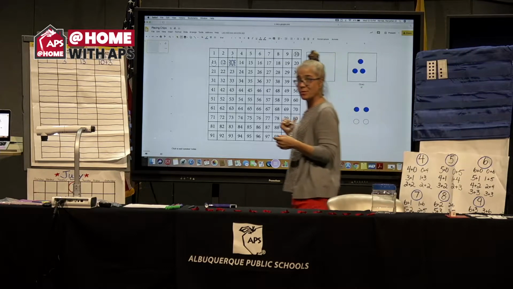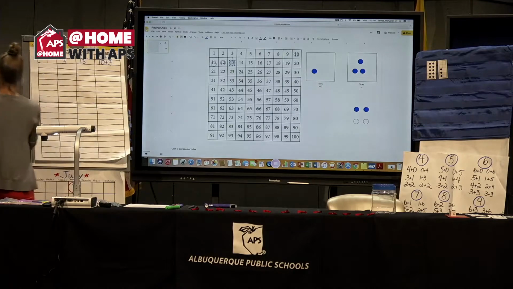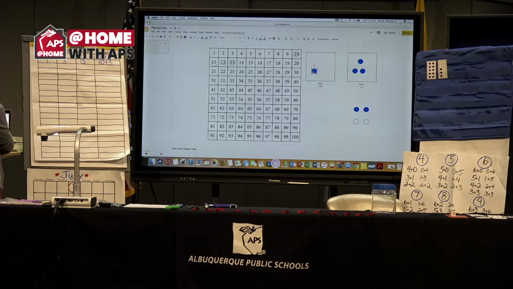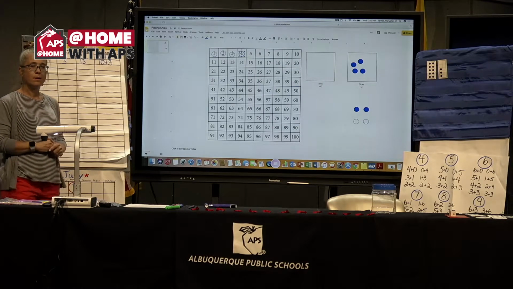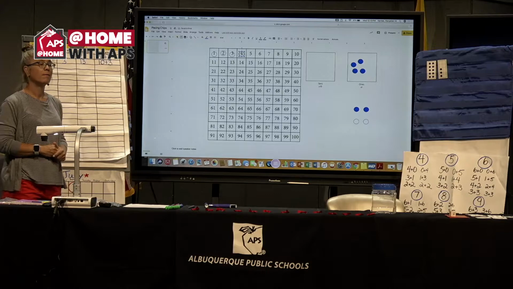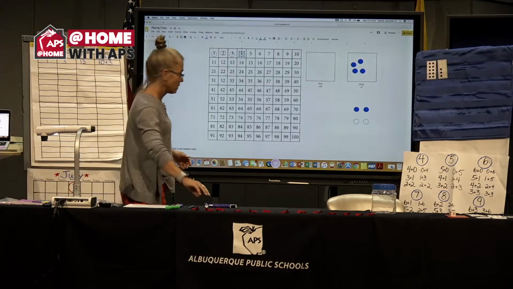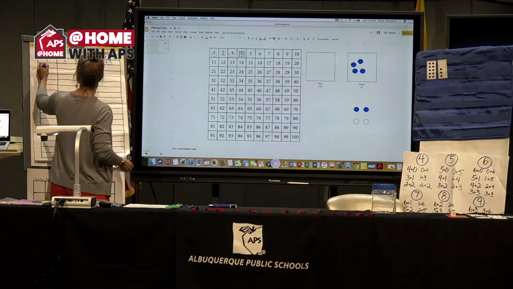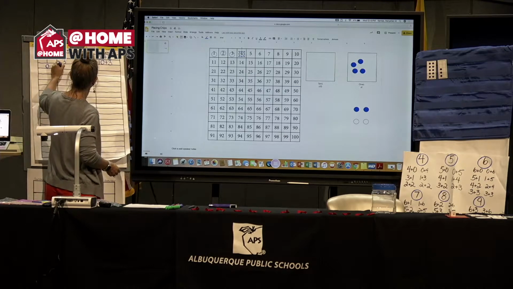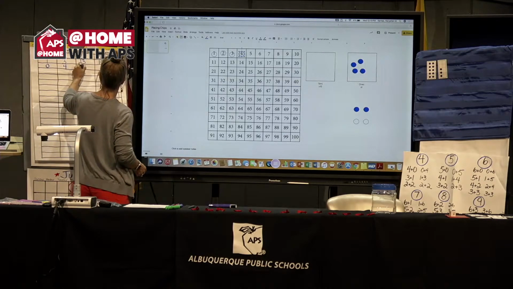Well, what if I just kept moving those out of the tens? What do we have then? Now I've got them all over in my ones. So I've got 1 in my ones, a 2, 3, and then 4. What number does it make? 4, exactly. We have 0 tens, 4 ones, and that makes 4.